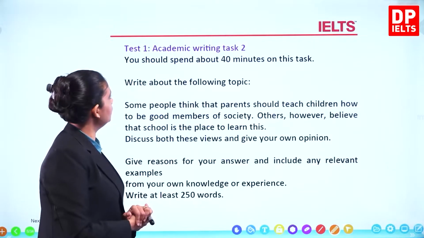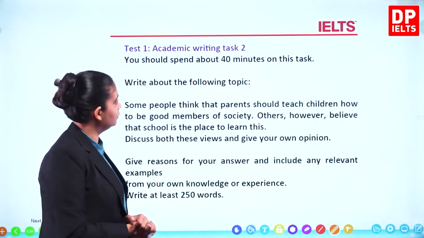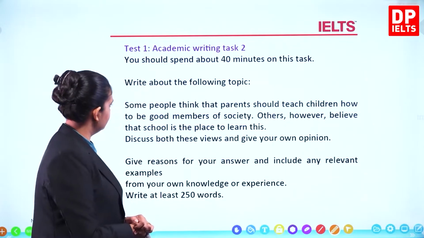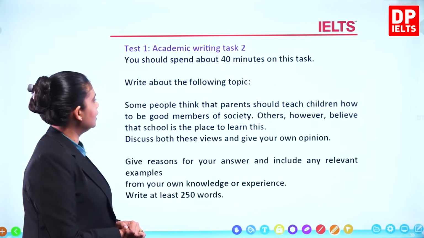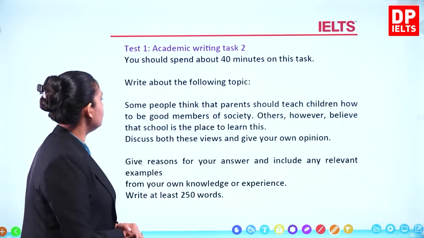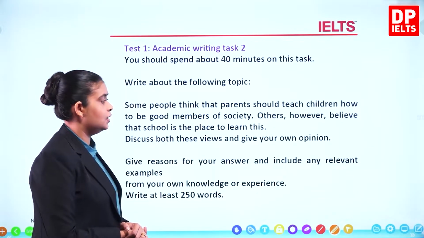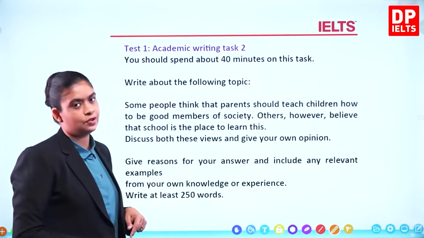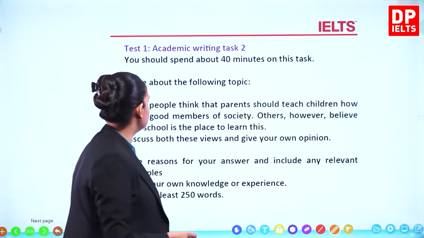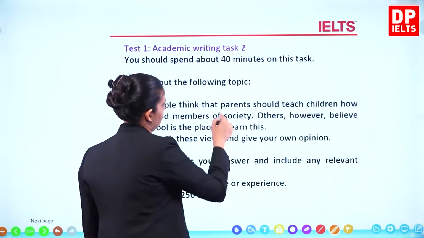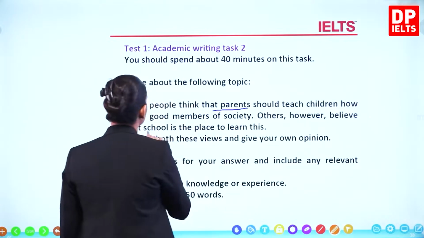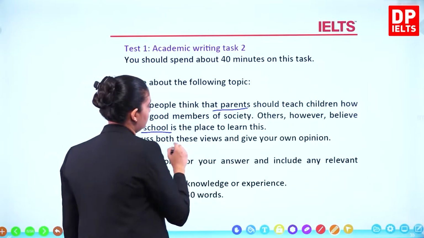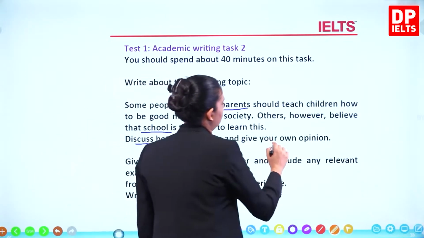Right, so moving on to the second task, Test 1. Here you need to spend about 40 minutes on the task. Some people think that parents should teach children how to be good members of society. Others, however, believe that school is the place to learn this. So 2 different views, right? Parents should teach this, whereas school should teach them to be good people. Discuss both these views and give your opinion.